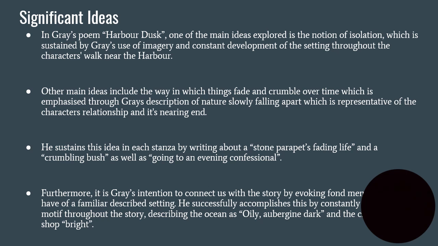He's talking about how he sustains this in each stanza by writing about a stone parapet's fading life, a crumbling bush, as well as going to an evening confessional. But his intention is to connect us with the story by evoking fond memories of a more familiar setting for us here. And he does this by bringing in that color motif through the stories. It describes the ocean as oily, aubergine dark, and of course then the city as "fruit shop bright", that horrible, garish, emanating visual affliction.